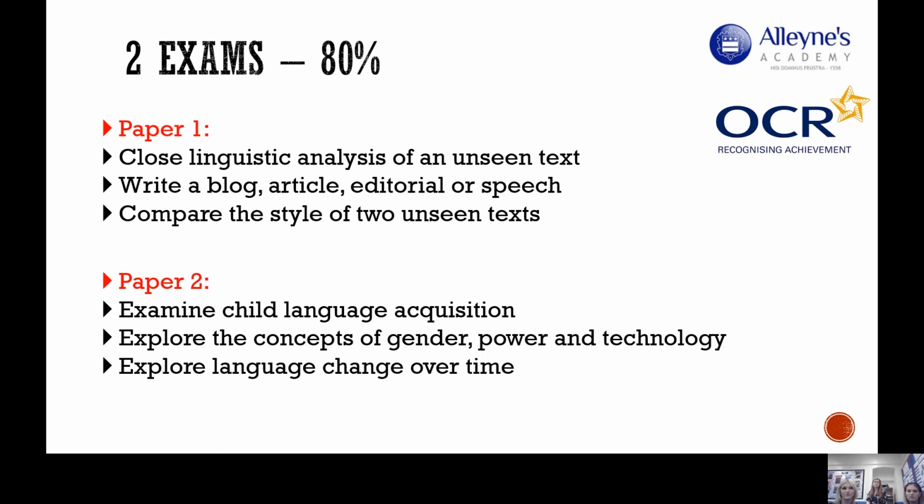Paper 2 again has 3 sections, and we cover child language acquisition theories in the first question. Second question will look at language in the media and your theories of gender, power and technology. And the 3rd question looks at 2 texts and how language has changed across those time periods.